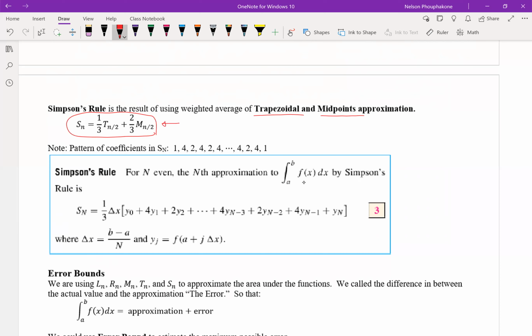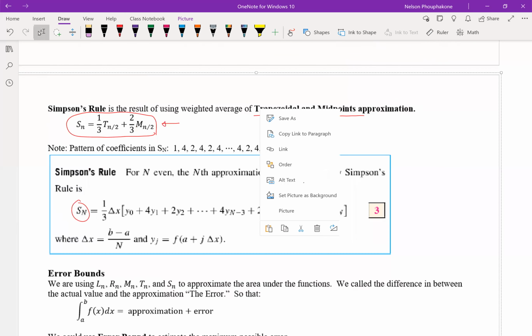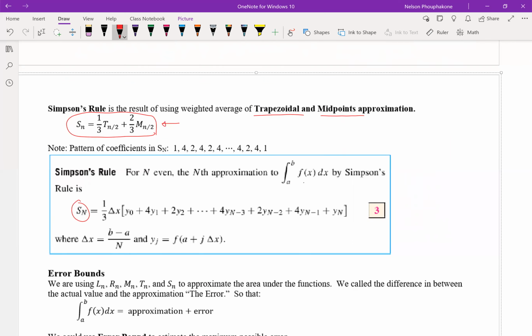If you want to see the detail of how we come up with the Simpson rule, you could look it up in the textbook, or search the internet. Now, the Simpson rule is S sub n equal to 1/3 times delta x, multiplied by y naught plus 4 times y sub 1 plus 2 times y sub 2, and then the next one would be 4 times y sub 3 plus 2 times y sub 4, and then plus 4 times y sub n minus 3 plus 2 times y sub n minus 2 plus 4 times y sub n minus 1 plus y sub n.